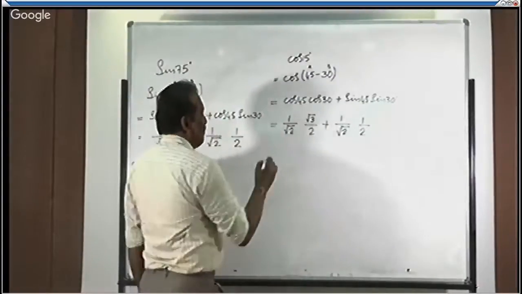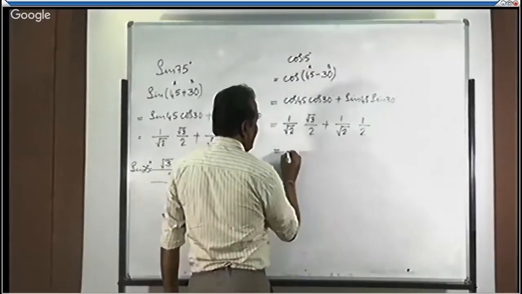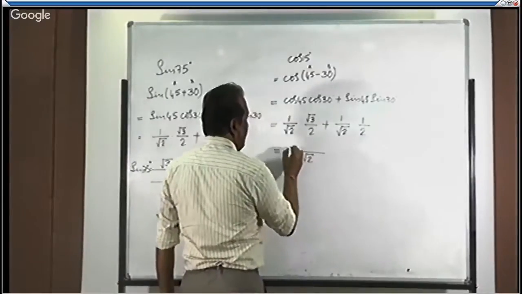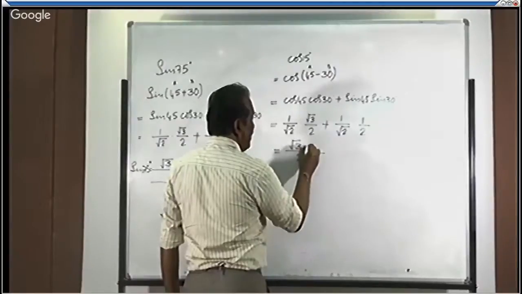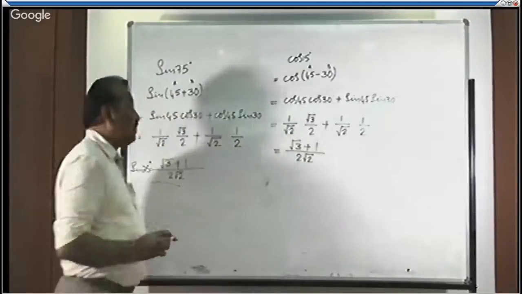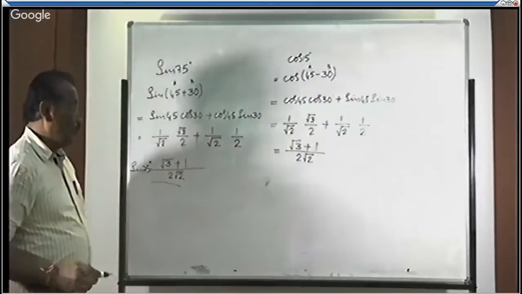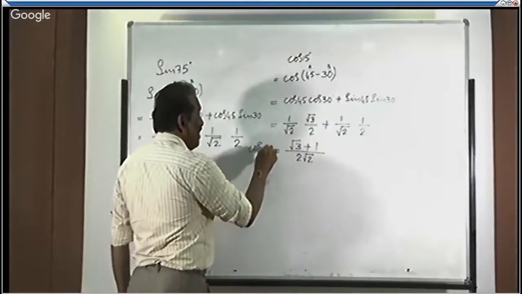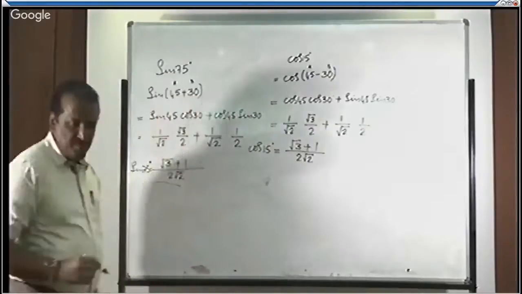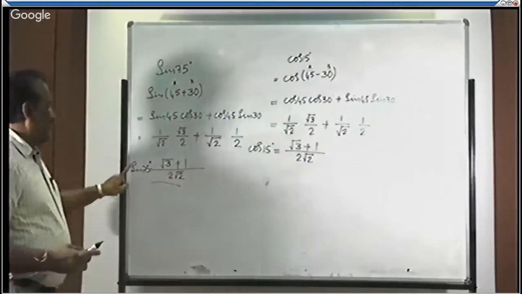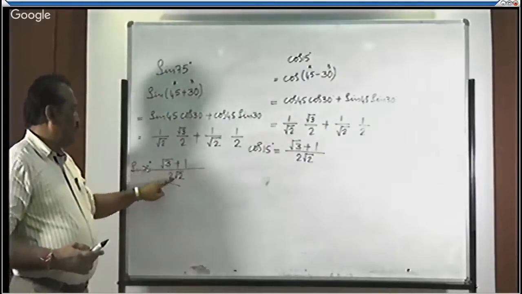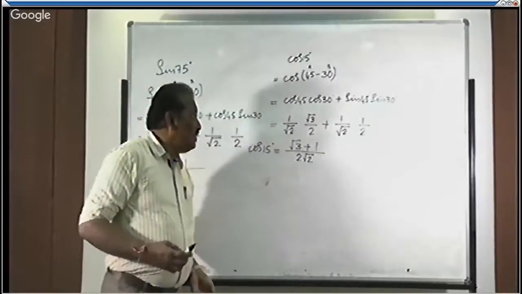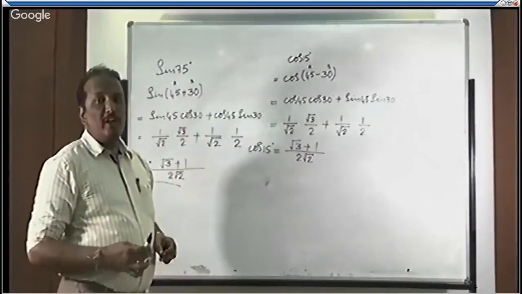As in the previous case, here also you just take 2 root 2 as the LCM. So surprisingly, here also you will get root 3 plus 1 divided by 2 root 2. So this numerical value is for cos 15 degree, right? And sin 75 degree was found to be root 3 plus 1 divided by 2 root 2. Cos 15 degree is also equal to root 3 plus 1 divided by 2 root 2.